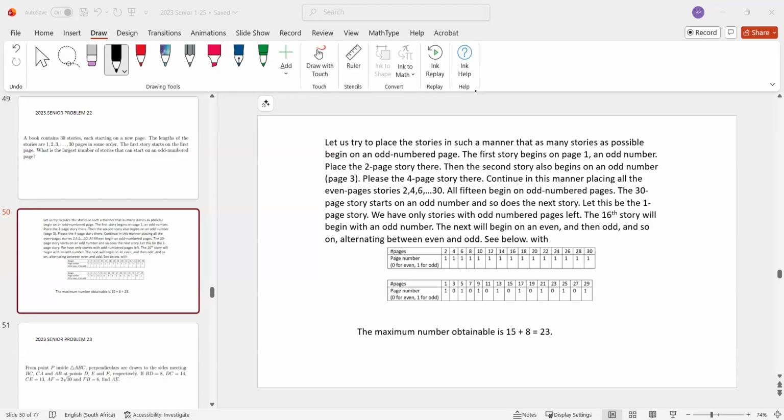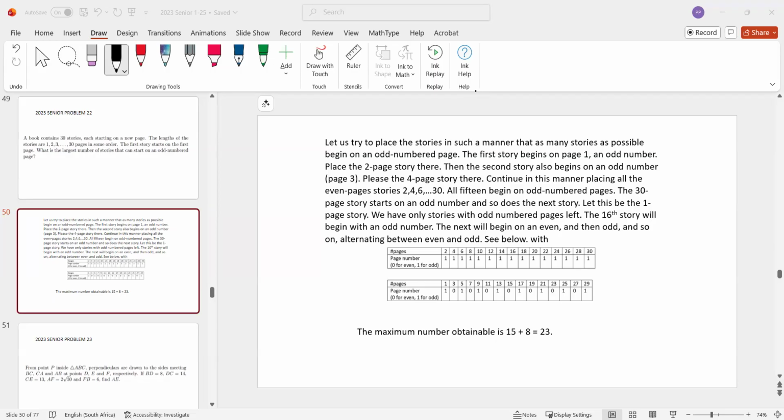Then after that, now you go to the 1-page story. So when you finish off the 30-page story, this will start on an odd number. This one starts an odd number, but it'll finish off an even number. So the next one will start an odd number, and that one I put a 1-page story here now. Right? I finished all the even ones. So that's also start odd number.